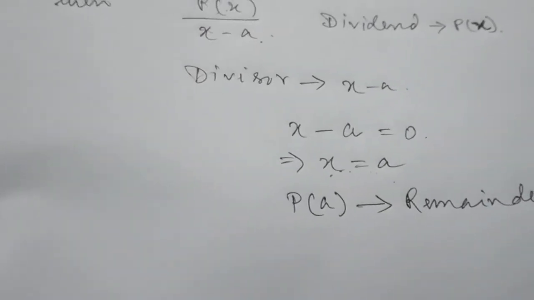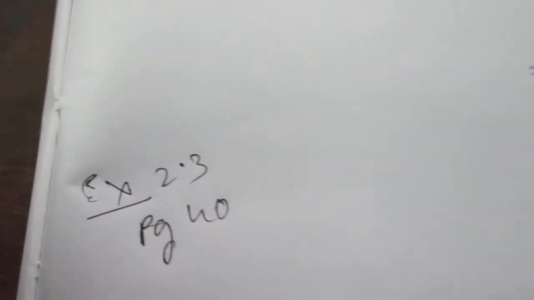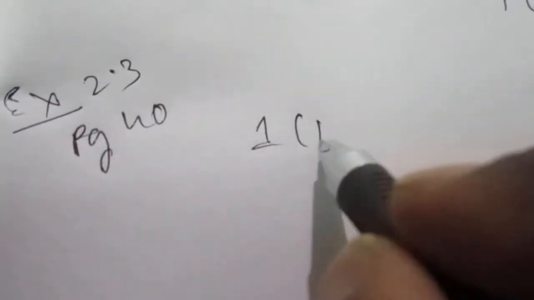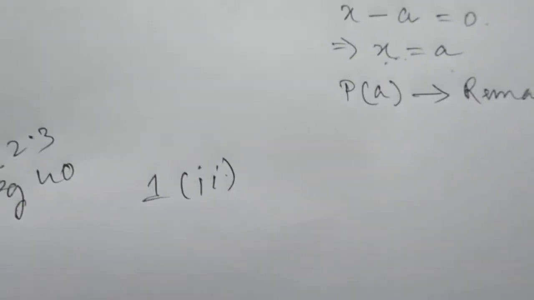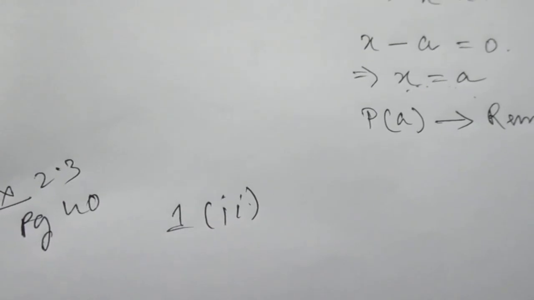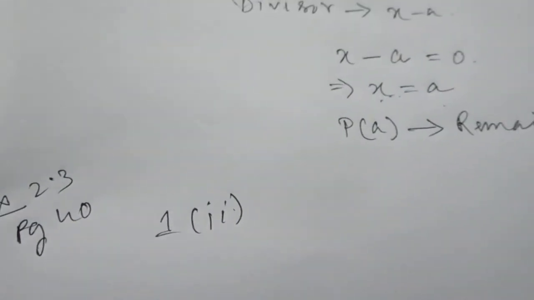I am doing from Exercise 2.3, page number 40, question 1, part 2. What does it say? Find the remainder when x cube plus 3x square plus 3x plus 1 is divided by, suppose I have taken, x minus 1 by 2.